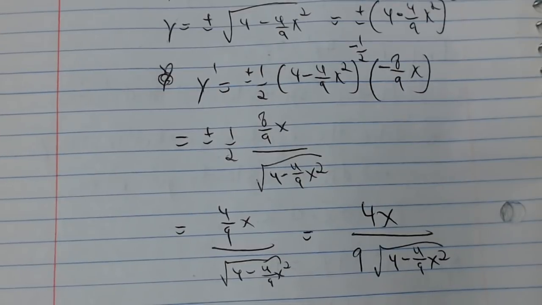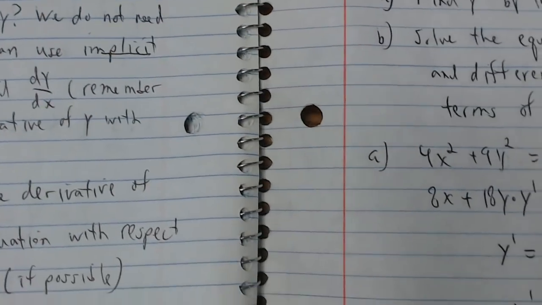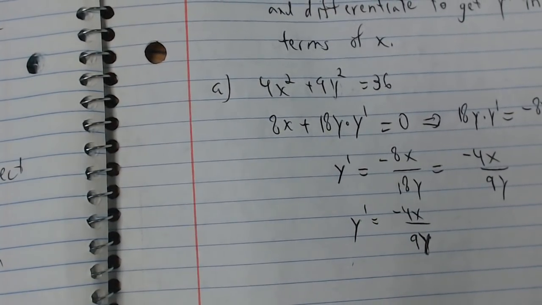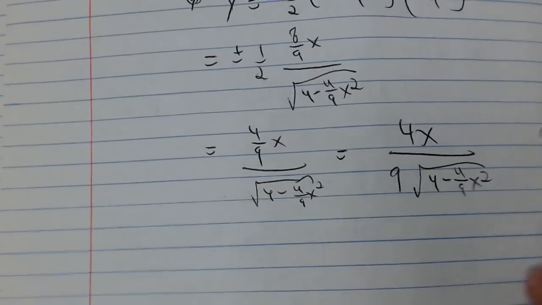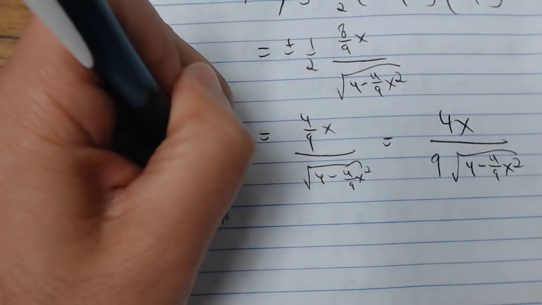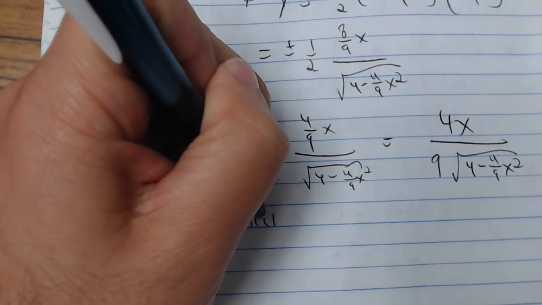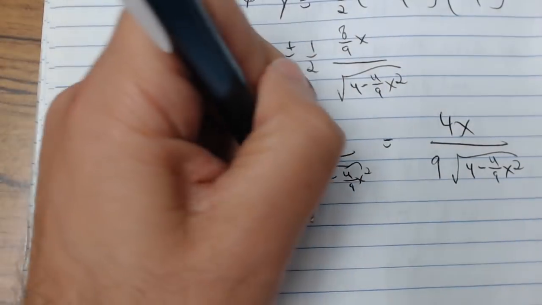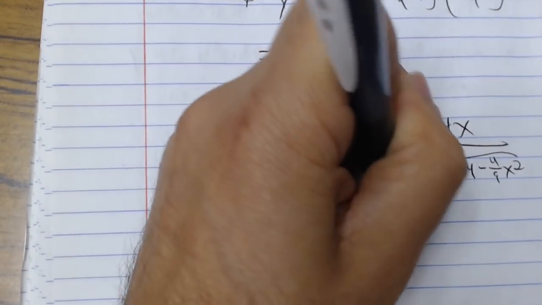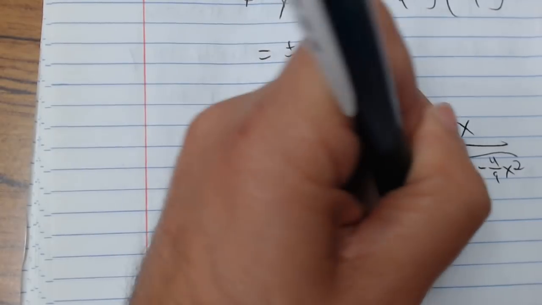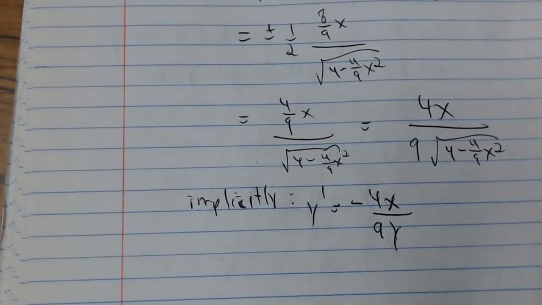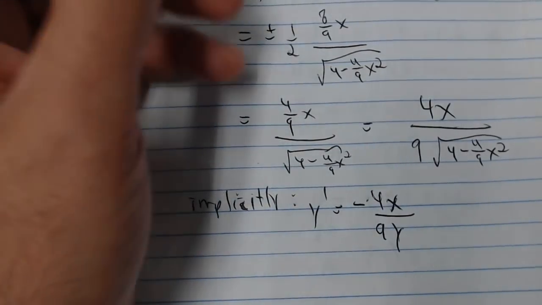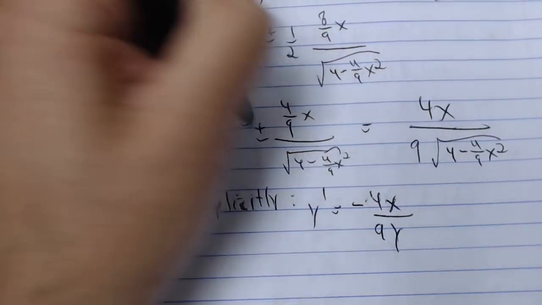Okay, now going back to B, if you look at your notes, you'll see that we got negative 4x over 9y. So let me just write that here. So implicitly, what is it that we got? We got y prime was equal to negative 4x over 9y. Now the question is, wait a minute, these don't look the same. What's the difference? By the way, I forgot to put the plus or minus here, plus or minus.